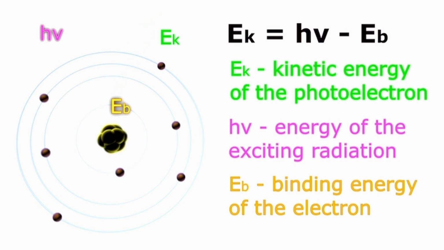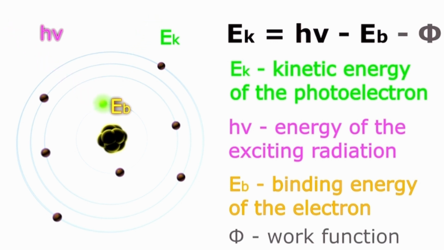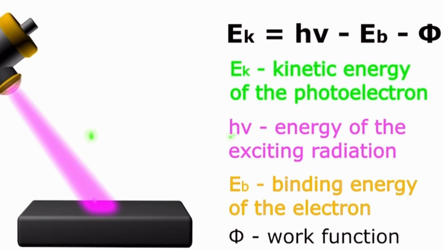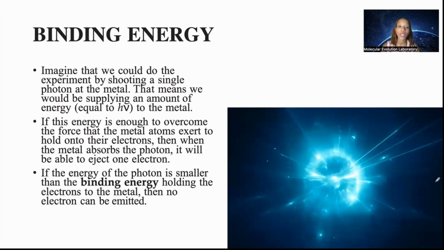If the energy of the photon is smaller than the binding energy holding the electrons to the metal, then no electron can be emitted. So in essence, if a small amount of energy is produced and this does not affect the binding energy of the metal, then no electron in the form of a photon will be emitted. So basically an energy for an energy, or a photon for a photon.